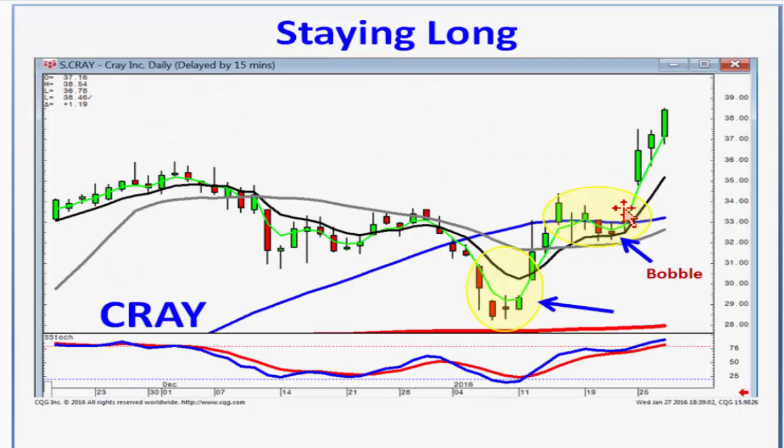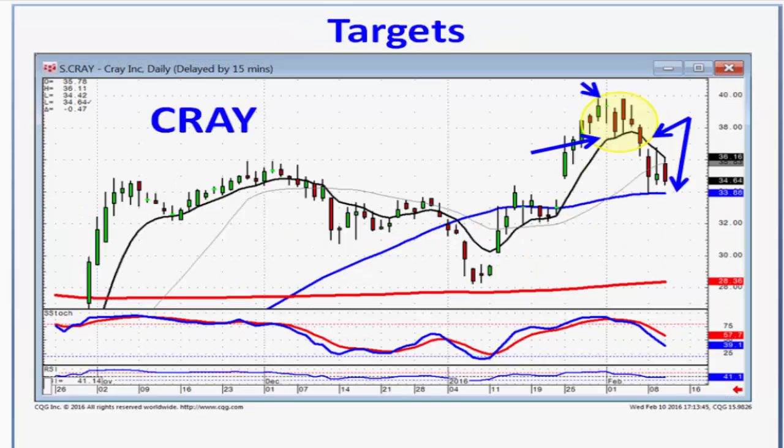Cray, we were buying because of the little bobble. Just a nice pattern. It just puts us in the right place at the right time. Now, again, does every trade work? Definitely not. I would say 1/3 of my trades don't work.